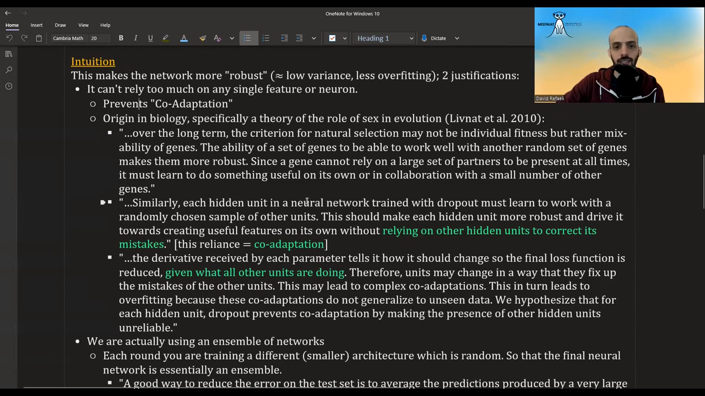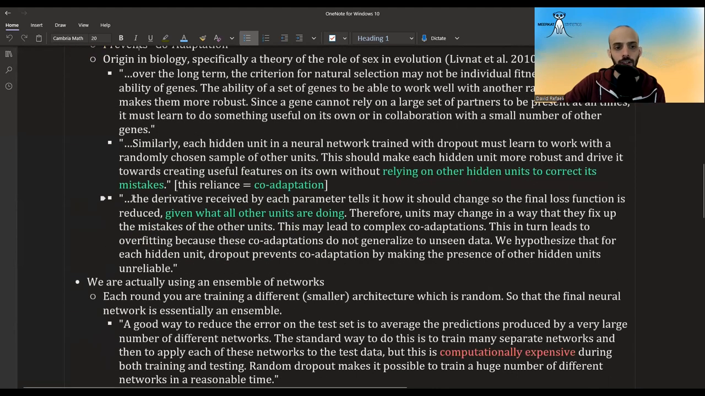Similarly, each hidden unit in a neural network trained with dropout must learn to work with a randomly chosen sample of other units. This should make each hidden unit more robust and drive it towards creating useful features on its own without relying on other hidden units to correct its mistakes. And this reliance is what is called co-adaptation.